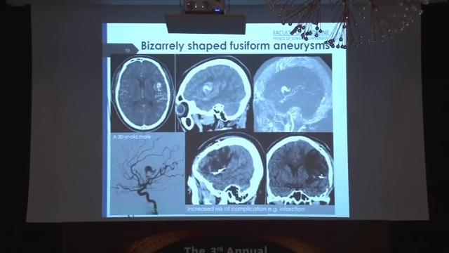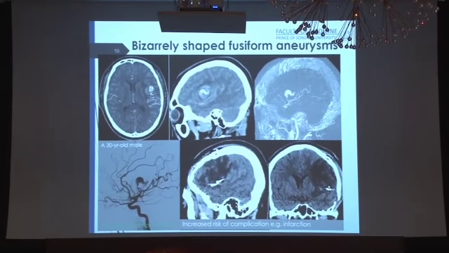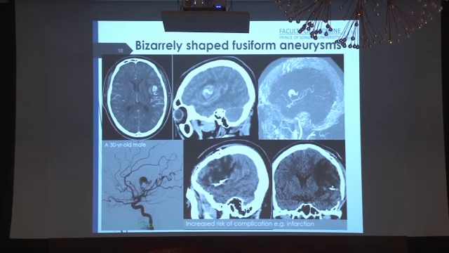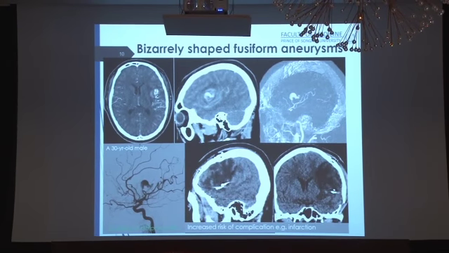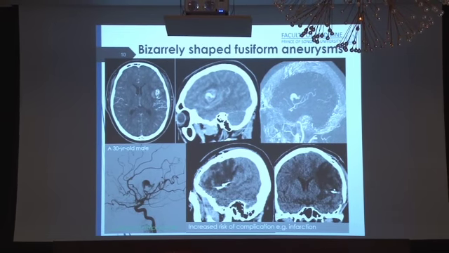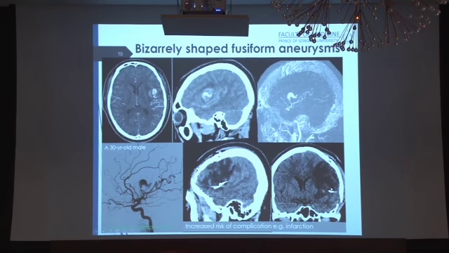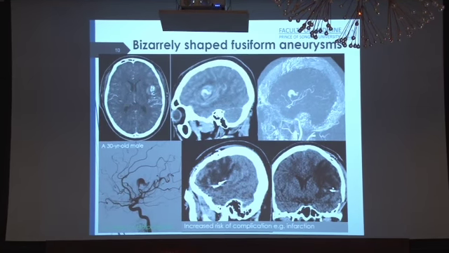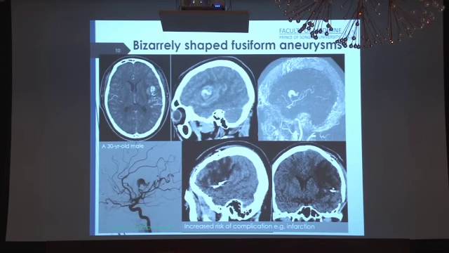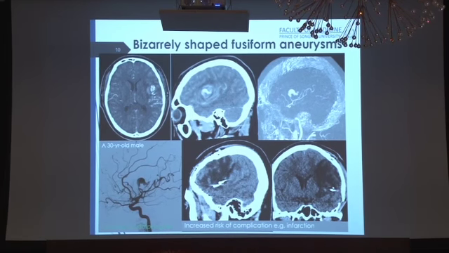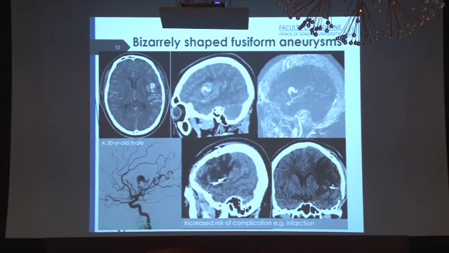Now we have another example of another patient who presented with intracranial hemorrhage related to a ruptured fusiform MCA aneurysm. This aneurysm was treated by surgical clipping. However, you can see there is some developed infarct after the treatment.